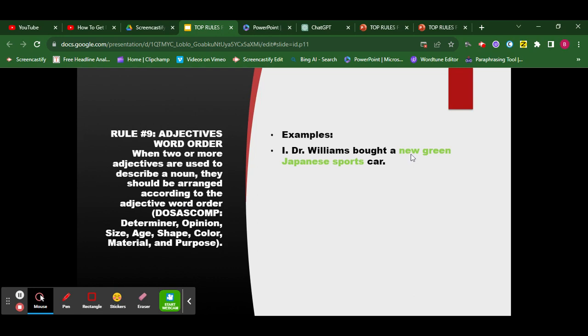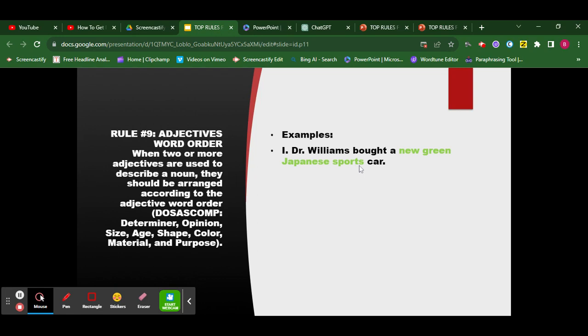New is age, and age comes here. Okay, age comes before color. Green is color, and color comes before origin. Japanese talks about the origin of the car. And then sports is purpose. For what purpose is the car used? For sports. That's why it's called a sports car. So this is the way it is arranged: a new green Japanese sports car.